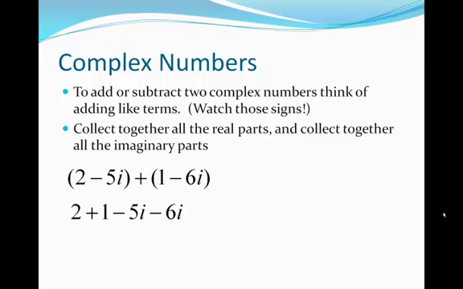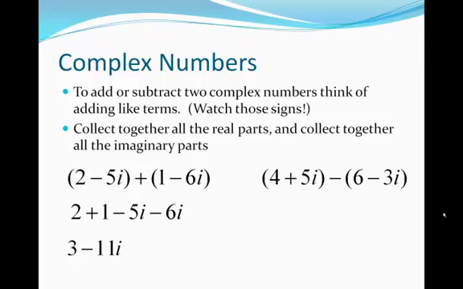Now, just like how you combine like terms, you can go ahead and add the 2 and the 1 together to get 3, and you can add minus 6 to minus 5 to get minus 11. And so the answer in this case is that we have 3 minus 11i. That new complex number represents our answer. So as you can see, the process isn't too bad.